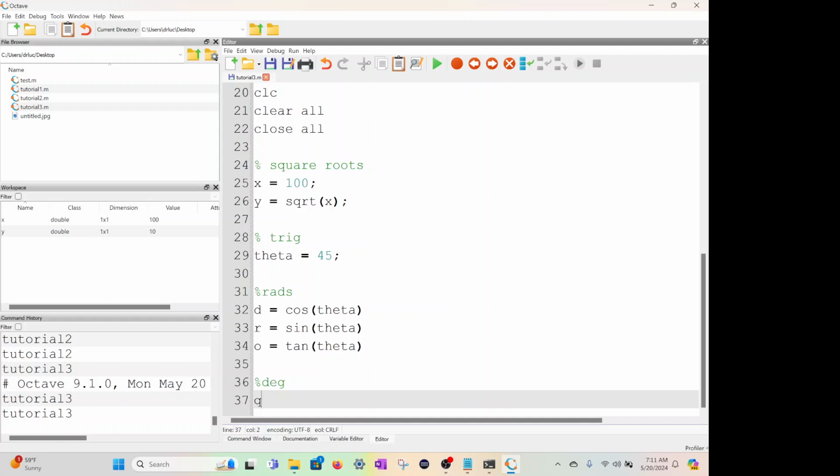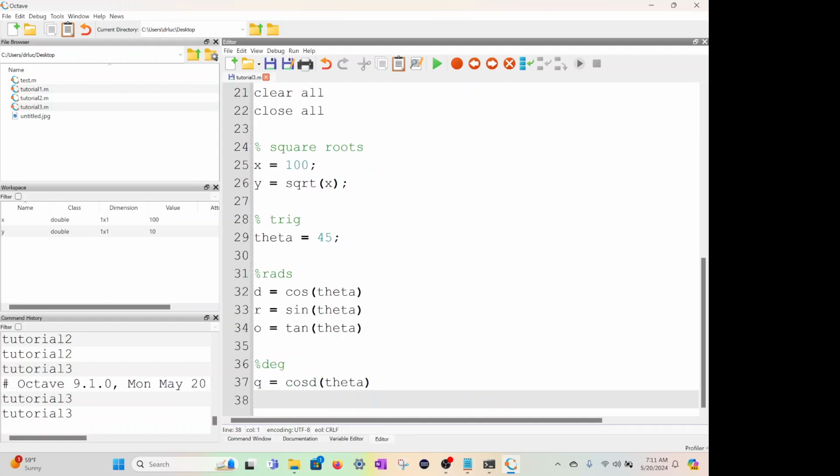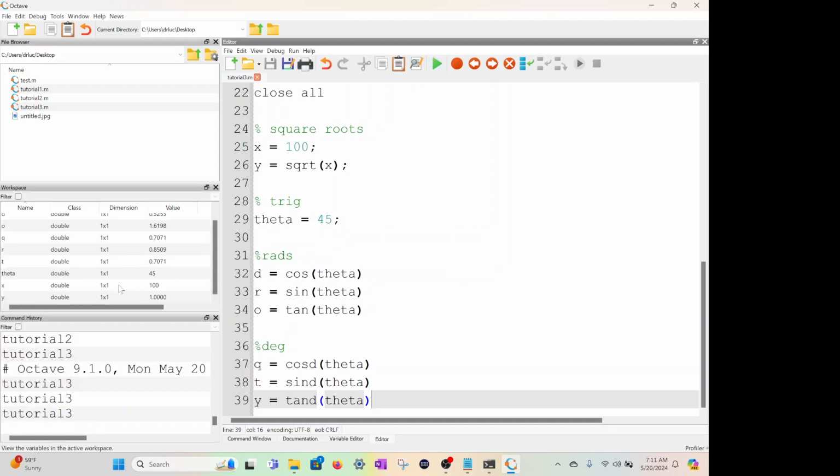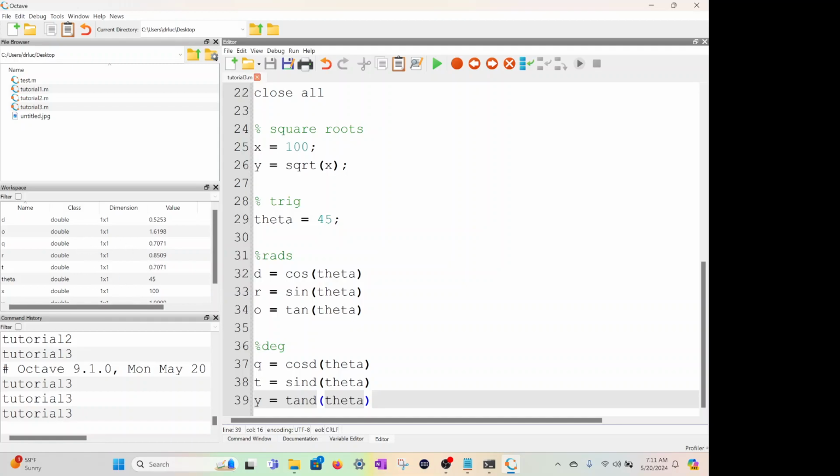So these three will give you cosine, sine, and tan in terms of radians. And then degrees, you just have to do cos d of theta. And then t would be sine d of theta. And then y equals tan d of theta. So those will give you the angles in terms of degrees. So we can go ahead and run these. They all show up in the workspace. So if you don't put the d, they're radians. If you put the d, they're degrees.